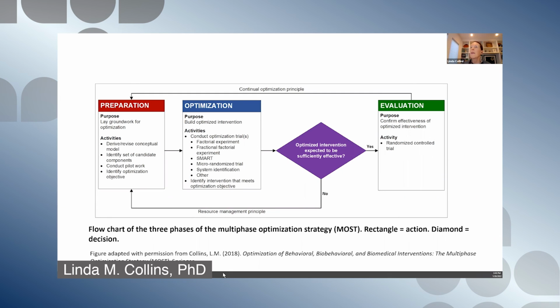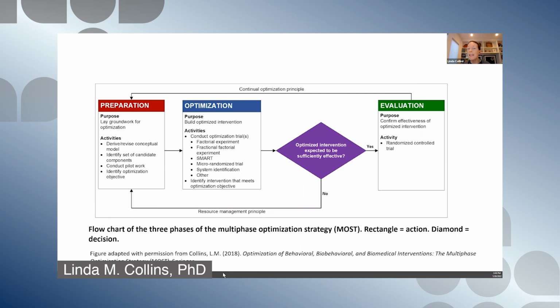So first, you would start with the preparation phase. You develop a conceptual model, and the conceptual model would specify how people keep their viral load down. What are the factors that lead people to stay in good compliance with antiretroviral therapy? What are the factors that lead people not to stay in good compliance with antiretroviral therapy? And you would identify a set of candidate intervention components.